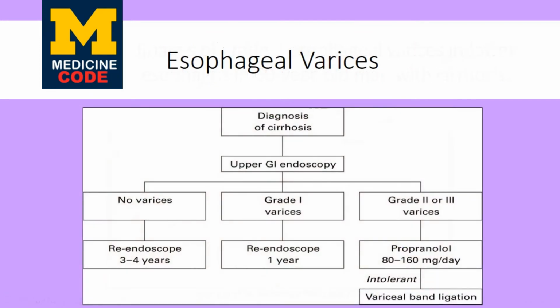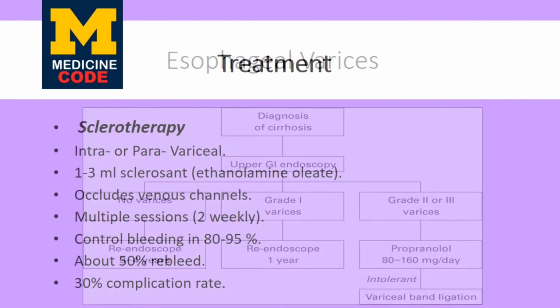Patients diagnosed with cirrhosis are to undergo upper GI endoscopy to check for esophageal varices. If no varices are found, repeat endoscopy is done in 3-4 years. If grade 1 varices are found, a repeat endoscopy is done after 1 year. If grade 2 or 3 varices are found, the patient is given propranolol at 80 to 160 mg per day. If this is not tolerated, variceal band ligation is done.